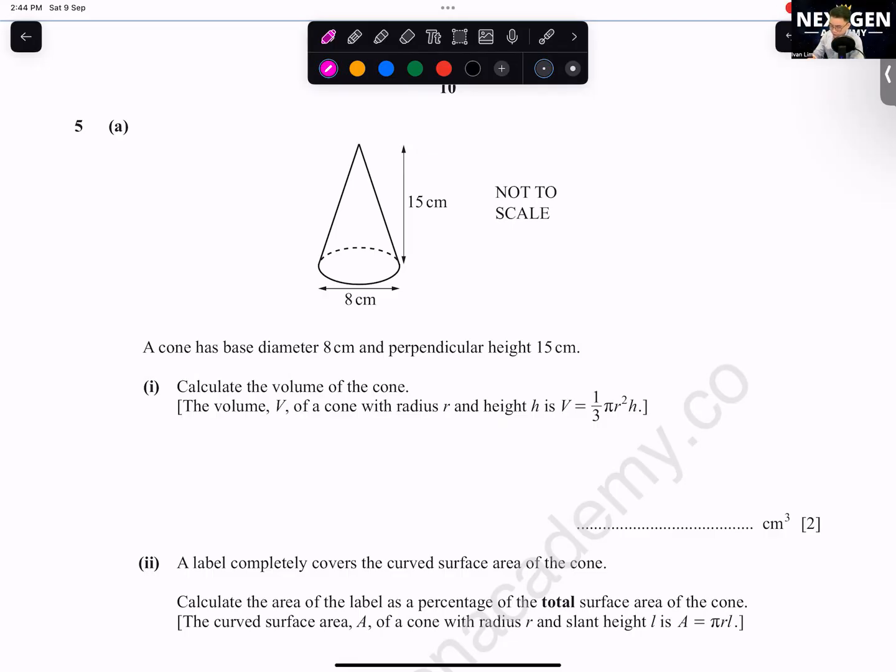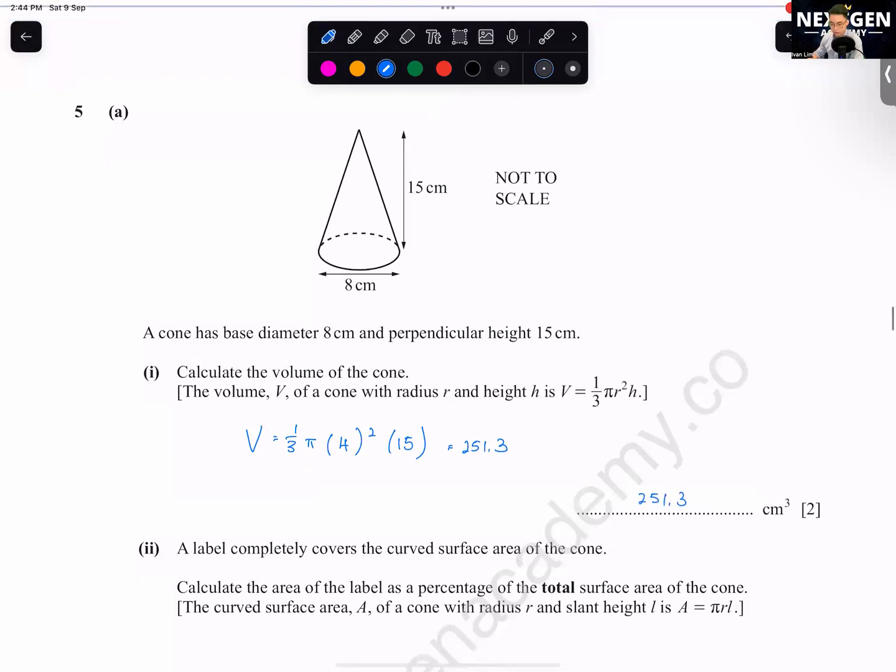They give you here V equals 1 over 3 pi r squared times height. V equals 1 over 3 pi, your r is 4 squared, times 15. Type in the calculator. 251.3. Or if you want to write 3 significant figures, 251.